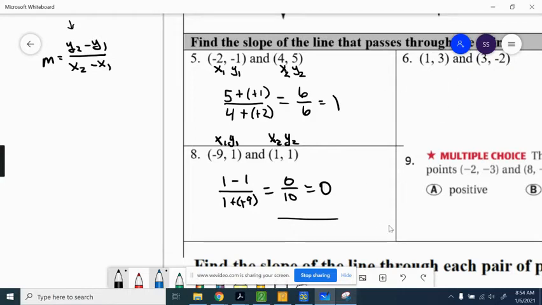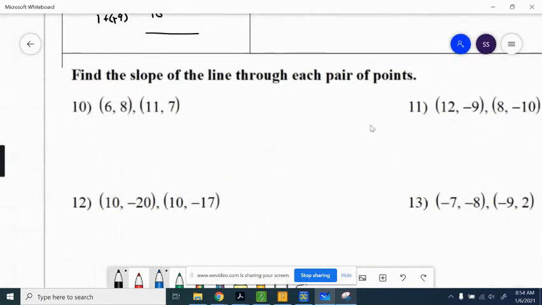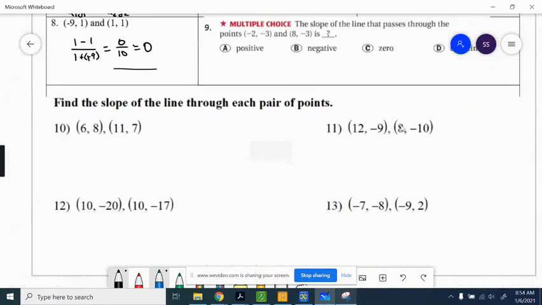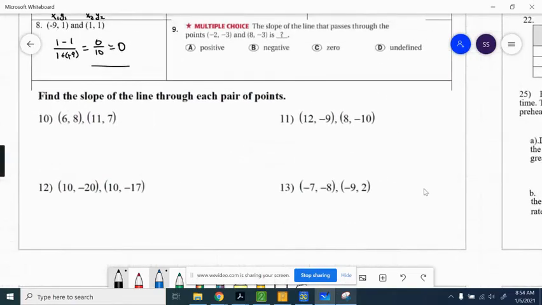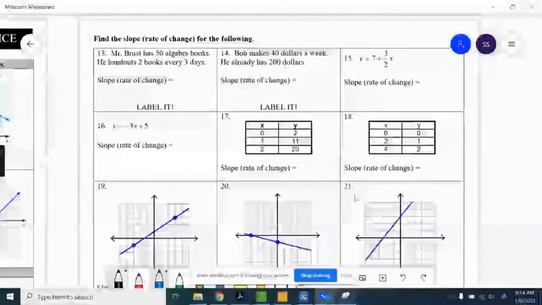Just use your calculator. Okay, I've got a few more examples of these, so if you guys need more help with that, just come see me on the Google Meet if you need to. All right, let's look at a few more.